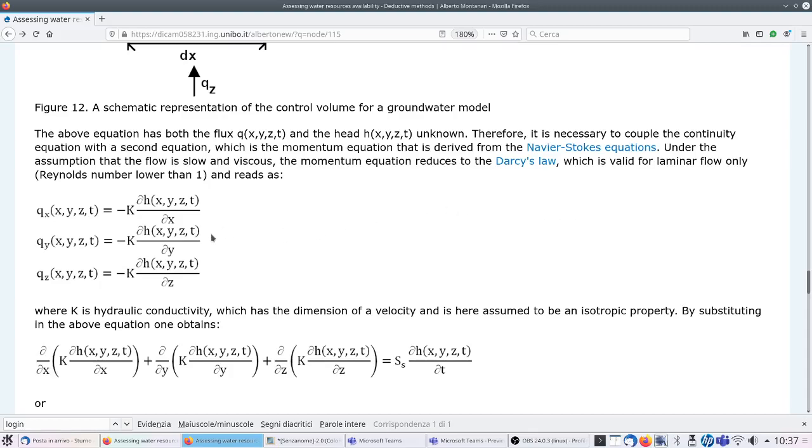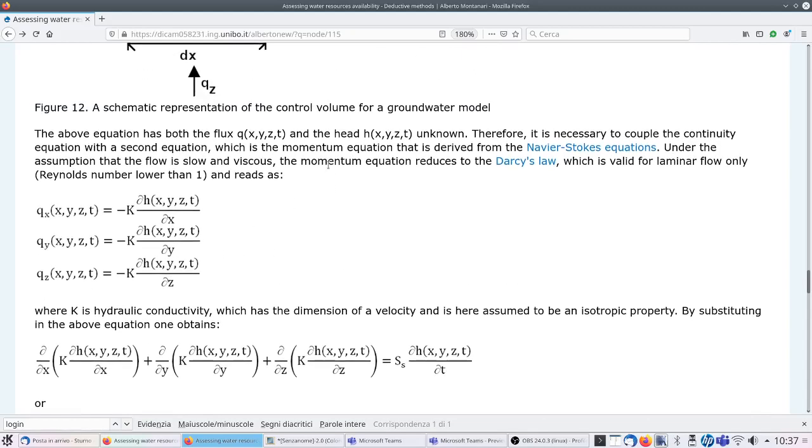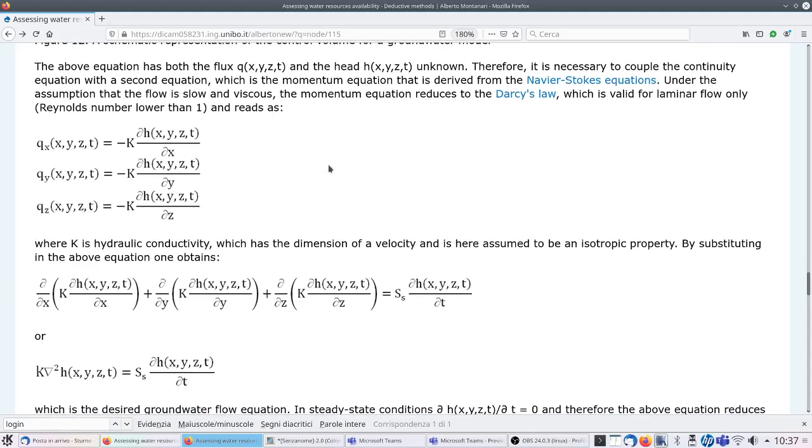Now, let's have a look at Darcy's law then, which, as I said, was derived experimentally and then proved mathematically. So Darcy's law, you can see it just below in the form of three equations, one per each direction of space.